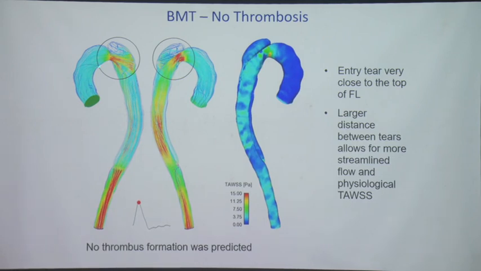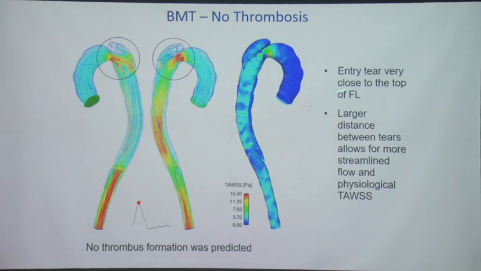So we simulated the flow. This is the flow field. Because there is a tear over here, you see a high velocity jet coming through the tear, entering into the false lumen. This is what the false lumen flow looks like, and then it runs down. I think the true lumen and false lumen merge somewhere down there. In this case, there is a region of slow flow and low shear.